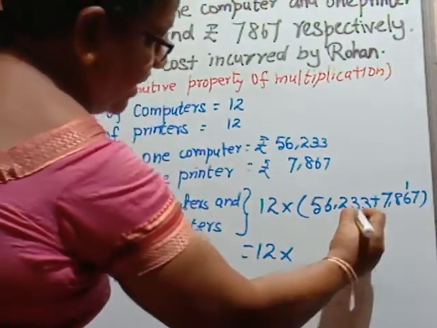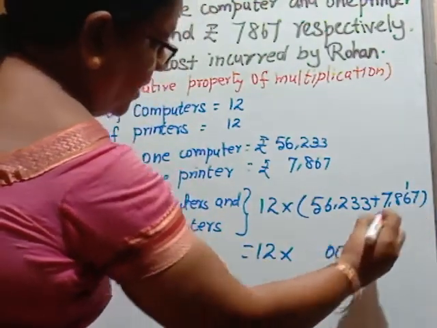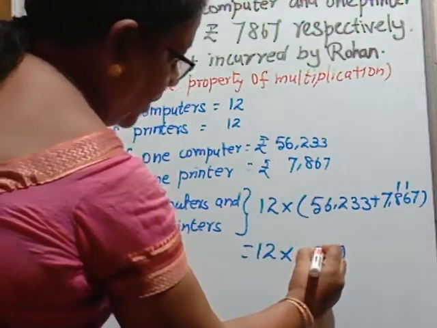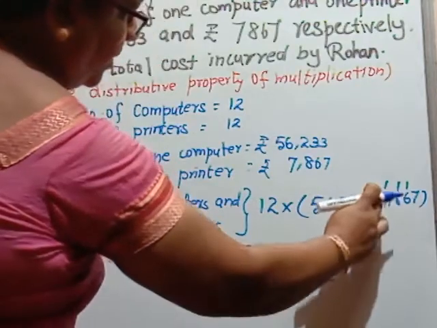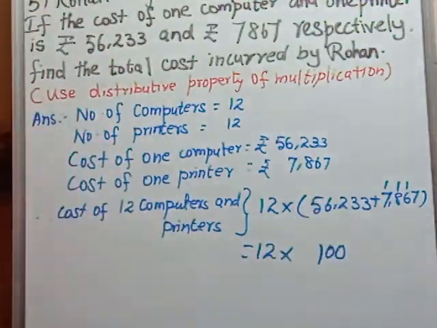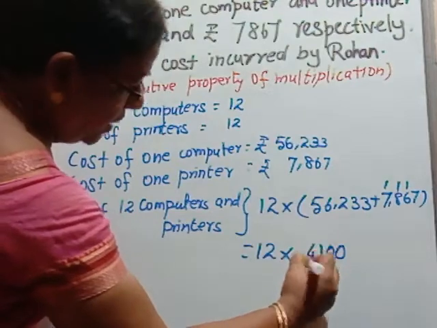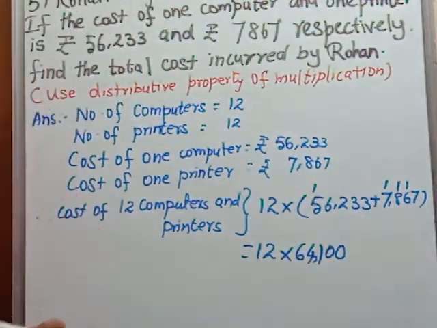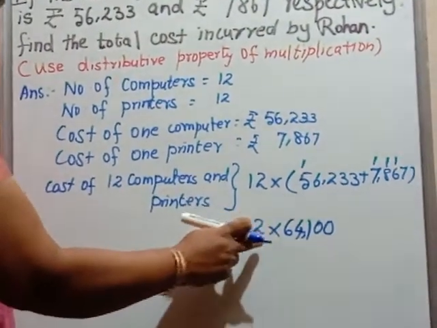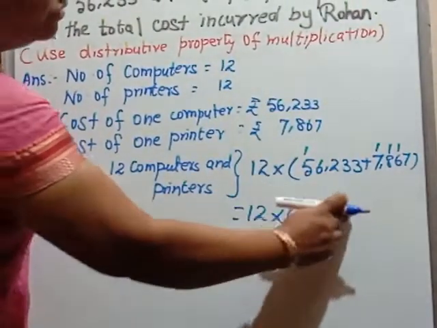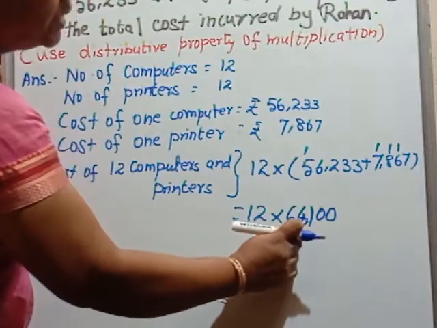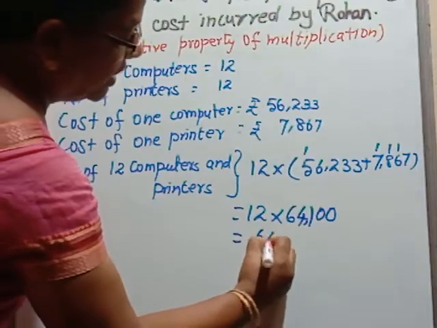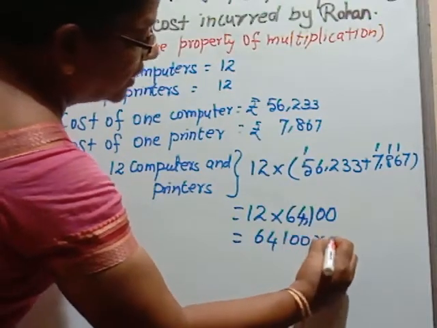1 plus 6, 7, 7 plus 3, again 10, remainder 1. 1 plus 8, 9, 9 plus 2, 11, remainder 1. 1 plus 7, 8, 8 plus 6, 14, remainder 1. 1 plus 5, 6. So, totally 12 computers and 12 printers. Total cost of one computer and one printer is equal to rupees 64,200. If we multiply with 12, we will get the total cost.